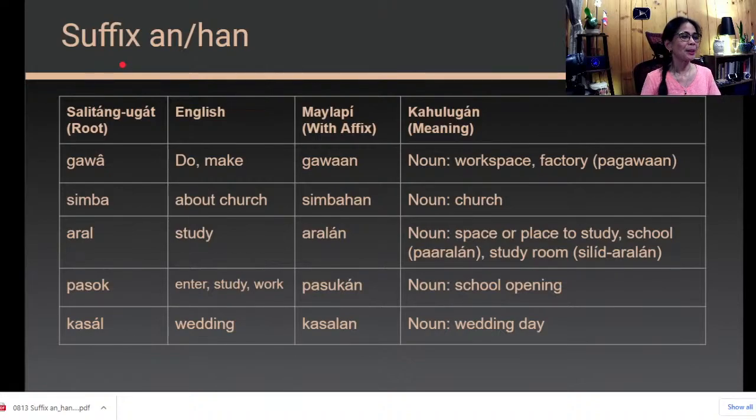Set of root words. Gawa. Yes, my first example, the first part of this video. Gawa means do or make. Gawaan. Gawaan is how you would like to pronounce this one, in a relaxed manner. When you hear gawaan, it means workspace. Workspace. Or it can also mean the factory. Or there is also such a word as pagawaan. In this case, there's a prefix pa, and then there's the root word gawa, and then the suffix an.